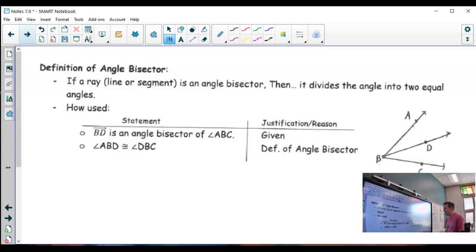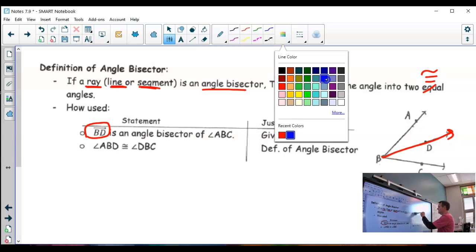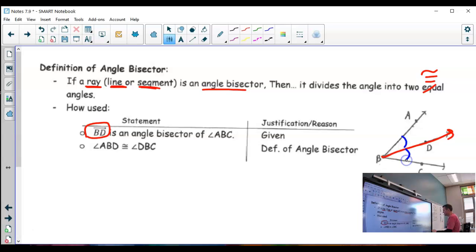The second one is the definition of an angle bisector. This one says, if a ray, or maybe a line or a segment, is an angle bisector, then it divides the angle into 2 congruent angles. I wish I had put congruent there. So that is saying that if I know that this ray is a bisector, so I just bisected the whole angle, then I know that this angle is equal to, or congruent to, this angle, right?